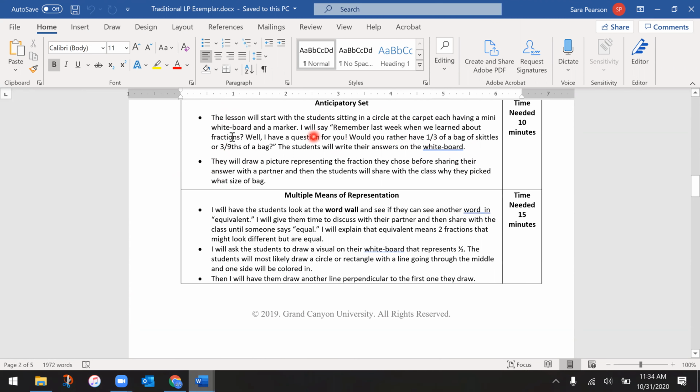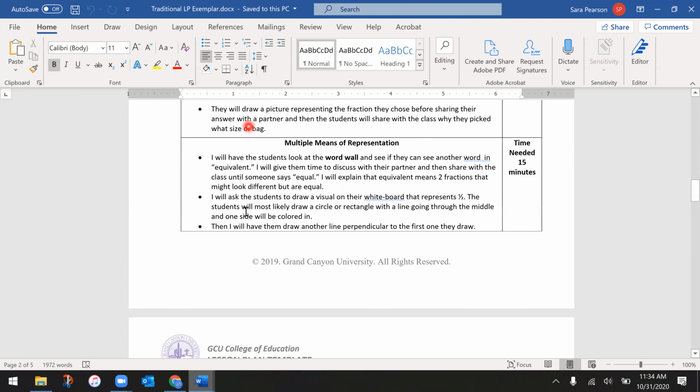Remember last week when we learned about fractions? See, this is the level of detail that you should be writing on your lesson plans. A lesson plan should be able to be picked up by any other teacher and they should be able to implement it. So you want to be very specific in how you're teaching.